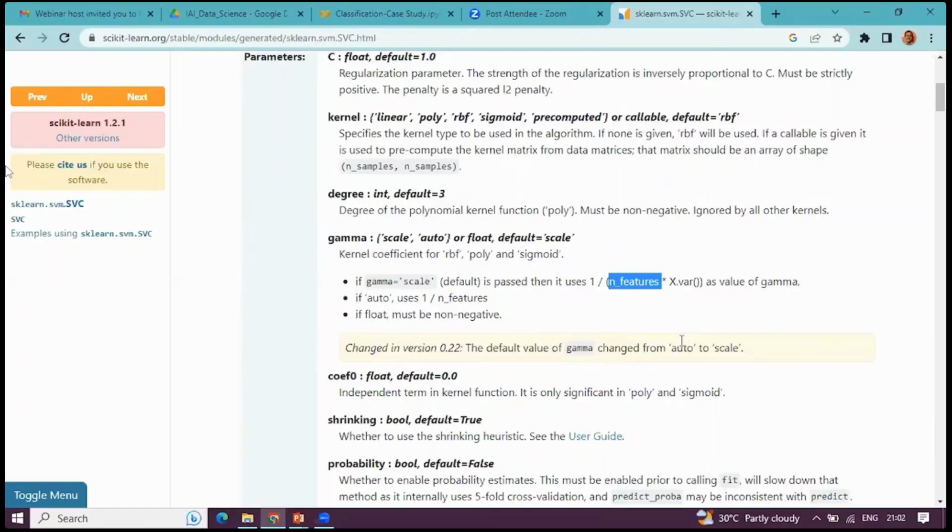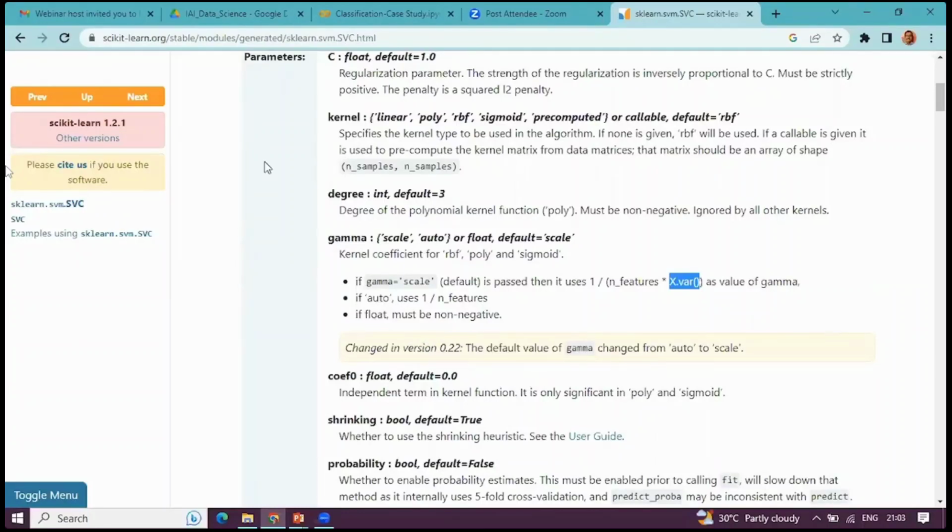Because we have done a standard scaling of the data already before doing this exercise as data pre-processing. So the general thing is x dot variance would always be 1. Number of features times the x dot variance would typically come out to be the same as auto, especially if you have done the standard scaling of the data. So you can give your own specified values for gamma.